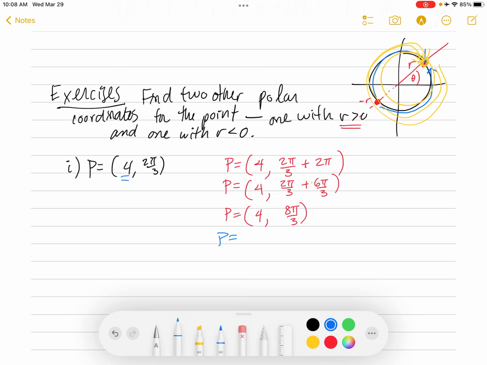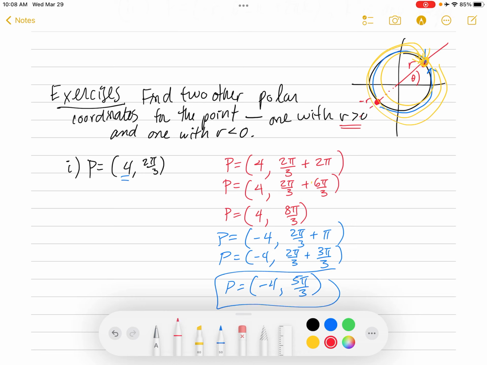Now let's do flipping the r to a negative. So we're going to make that a negative 4. Remember, when you make that a negative 4, you need to take 2 pi over 3 and either add or subtract pi. So I'm just going to add pi. So we got negative 4 comma 2 pi over 3 plus pi. Common denominator here is 3, so I'm going to write pi as 3 pi over 3. So an alternate way to write this point is negative 4 comma 5 pi over 3.